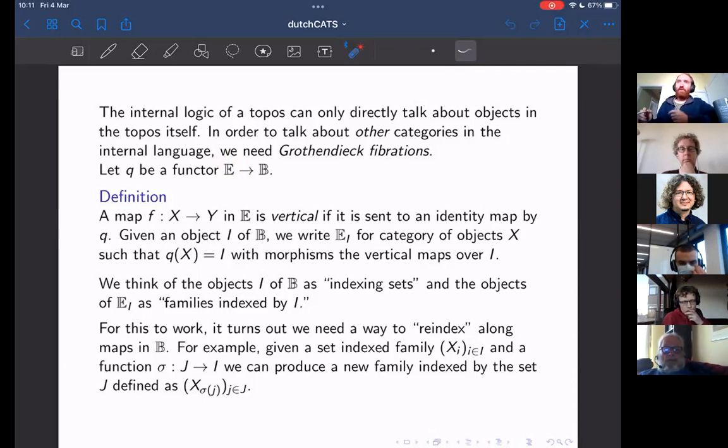And then we also need a notion of morphism, and for morphisms we use what are called vertical maps. So a map is vertical if it's sent to an identity map by this functor Q.